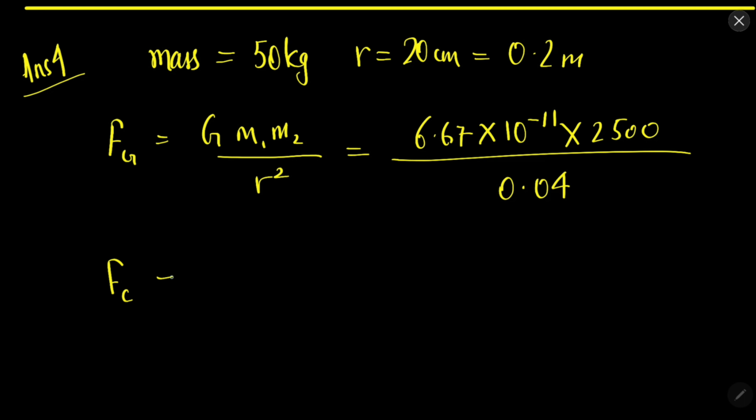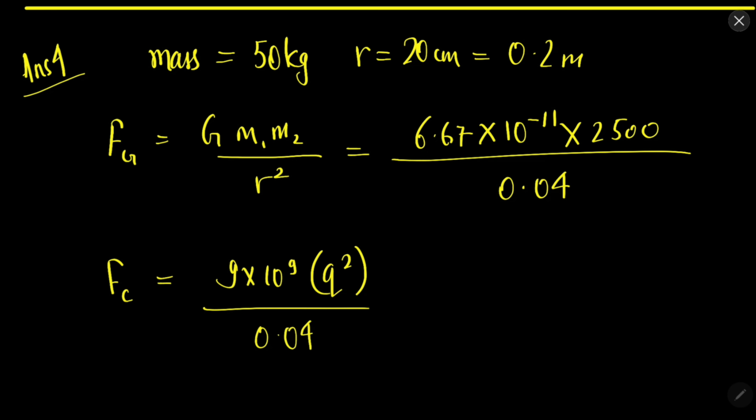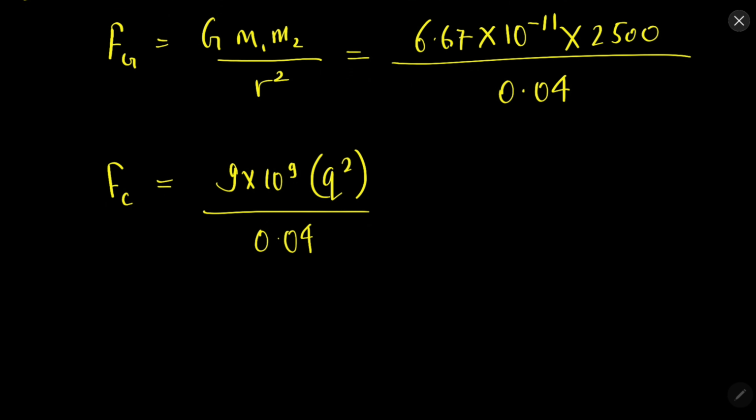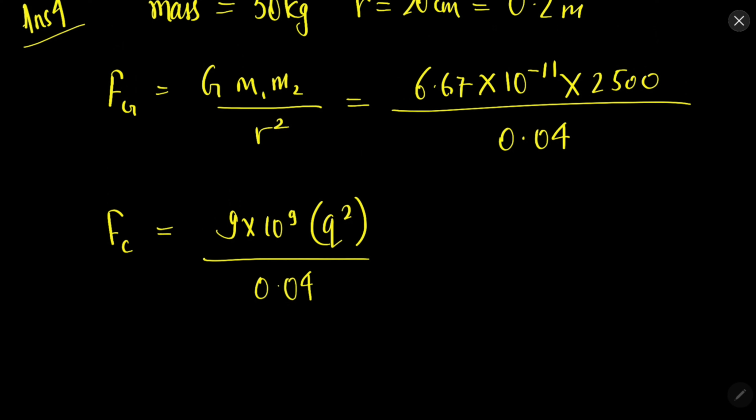Now the Coulomb's force will be equal to, sorry, it will be 9 into 10 to the power 9 into q square, because both the charges will be same, q square upon the distance is 0.04. The distance is obviously same in both the cases because the distance is 0.2. Okay, so now this force, Coulomb's force, is equal to gravitational force, so we can equate the two equations, first and second.